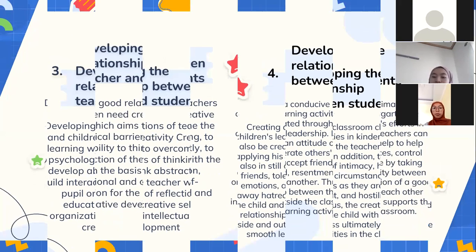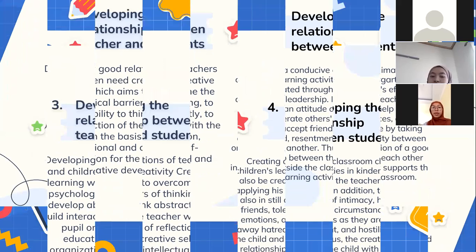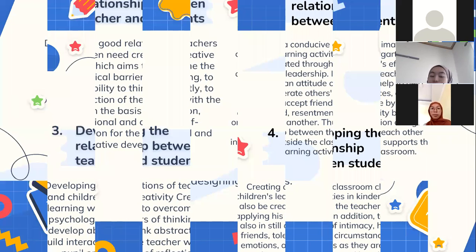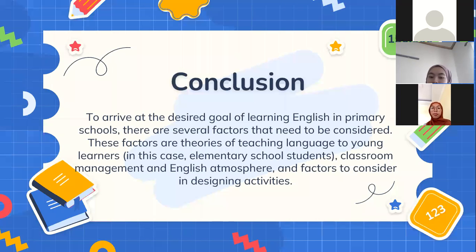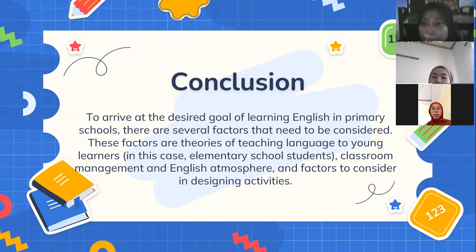Okay, so the conclusion is: to arrive at the desired goal of learning English in primary school, there are several factors that need to be considered. These factors are theories of teaching language to young learners, in this case elementary school students, classroom management and English atmosphere, and factors to consider in designing activities.